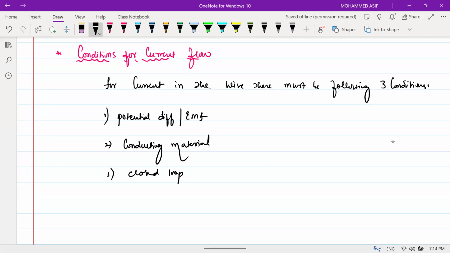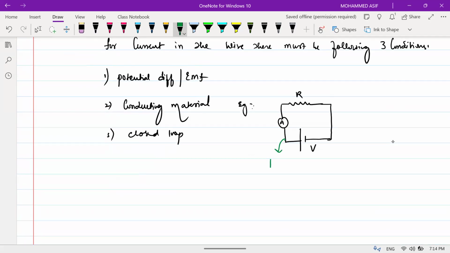Yes, sir. Now tell me the answer for this one. Say for example, there is a resistor R and an ammeter A, with a potential V, positive and negative, connected like this. Now suppose the wire we are connecting is a plastic wire, which means it is non-conducting. Then what will be the current in this one?